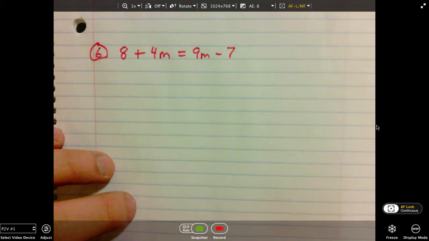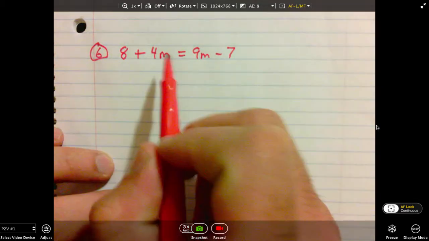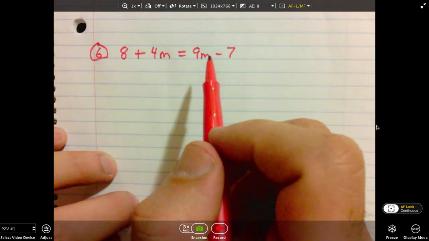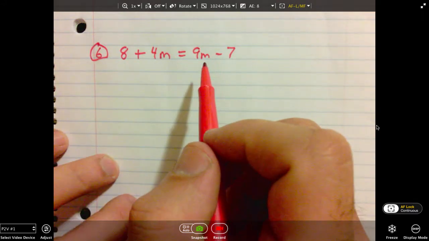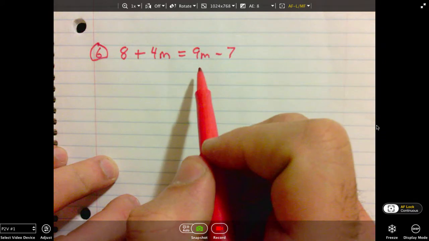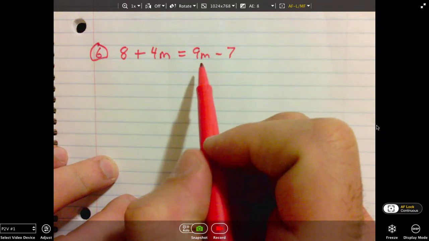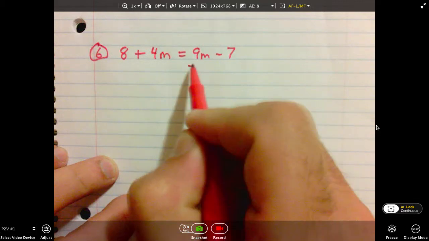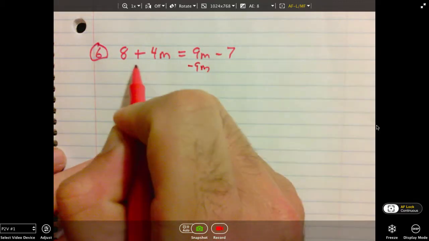Again, we notice that there are variables in the left expression and the right expression. We cannot combine those two. They're on opposite sides of the equal sign. We will look to eliminate one of these variables. I'm going to eliminate the 9m. Look in front. It's a positive 9m, so we will subtract 9m on both sides.